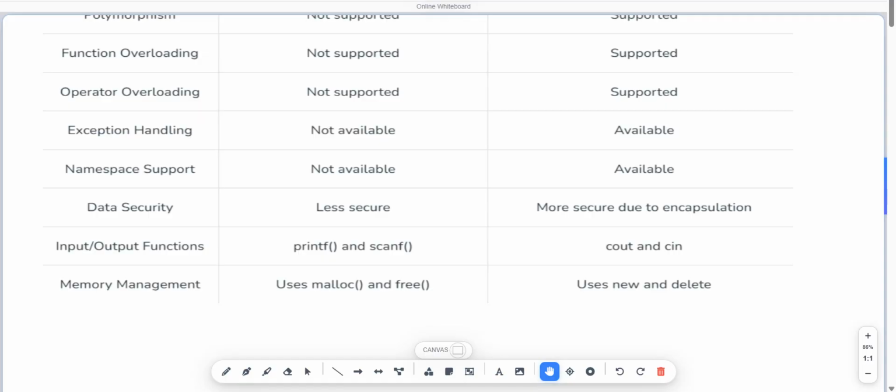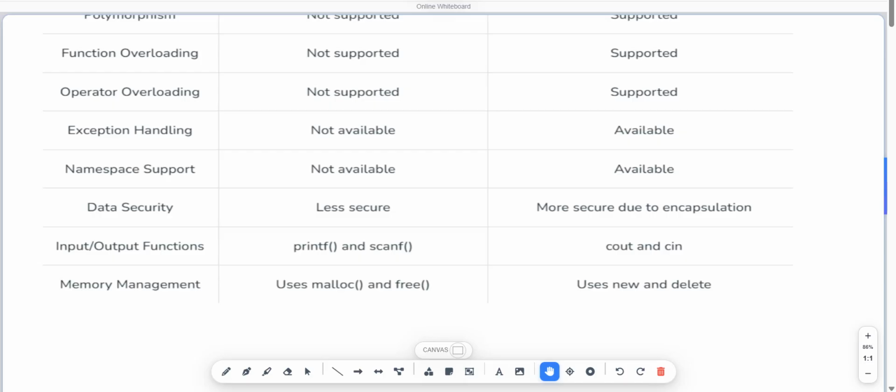Another important thing is input output functions. What is this input output function? Okay, printf and scanf are the input output functions. These help us to give the input to the system and take the output. In C language, printf and scanf are used for that purpose, whereas in CPP, cin and cout are used as input output functions.